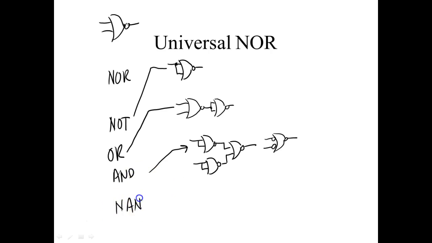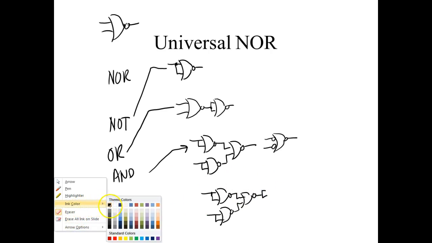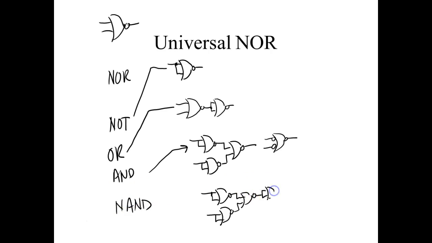Well, how would I get a NAND? So this would give us this, right? Bubble, bubble, then we invert it and get rid of the bubble. Like this, NAND.